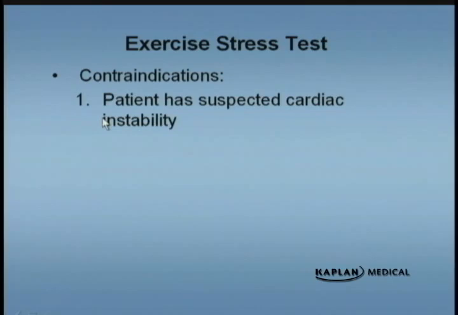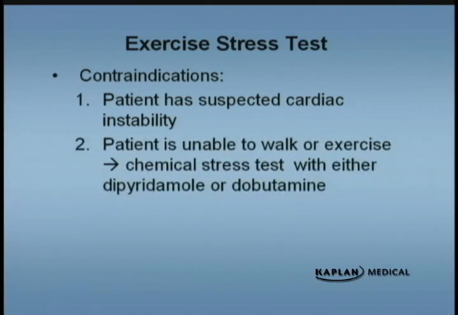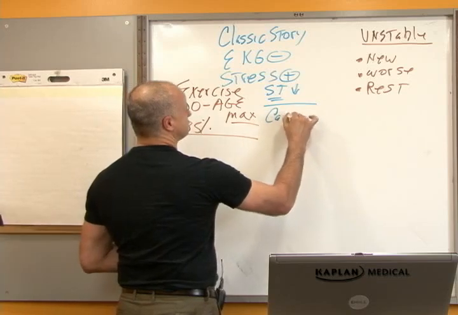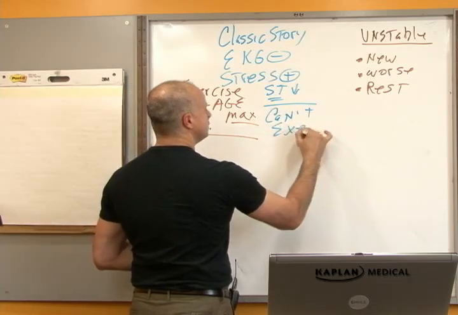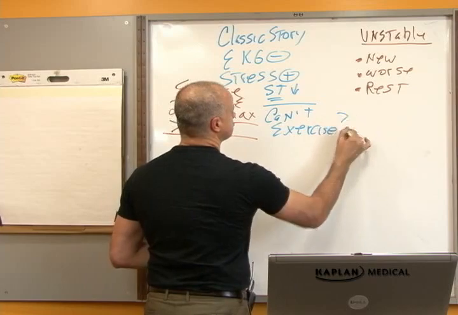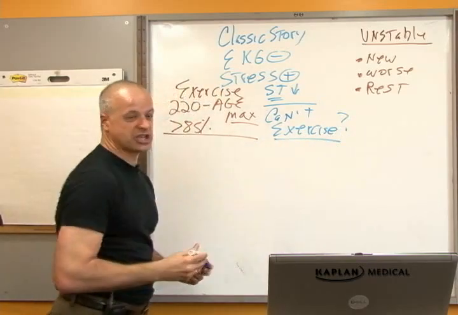Now, I can't do a stress test if I have chest pain now. I can't do a stress test if I have instability of heart exam now. Instability means you're having chest pain now, you're having hypotension now, I can't do a stress test. The other thing is, what are you going to do if the person can't exercise? You have to have a pharmacological way of simulating the exercise.